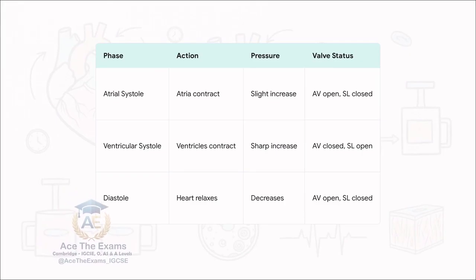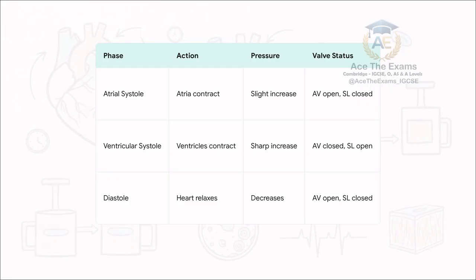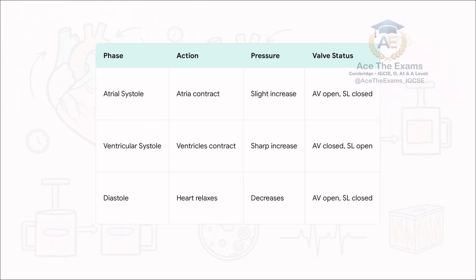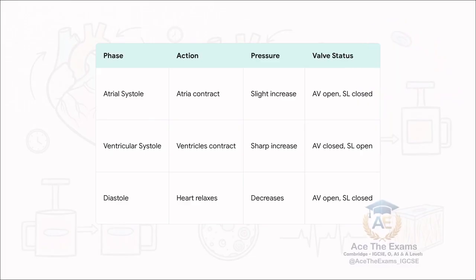Let's walk through it step by step, because it's all about a chain reaction. During atrial systole, the atria contract, which causes a slight pressure increase. Because of this specific pressure change, the AV valves stay open, while the semilunar or SL valves are closed. But watch what happens in ventricular systole. The ventricles contract, resulting in a sharp, massive spike in pressure. This intense physical pressure literally forces the AV valves closed so blood doesn't flow backward, and it pushes those SL valves wide open. Finally, in diastole, the heart just relaxes, pressure drops across the board, and the valves reset. It's this continuous, beautiful loop where muscle action dictates pressure, and pressure strictly dictates the valve status.